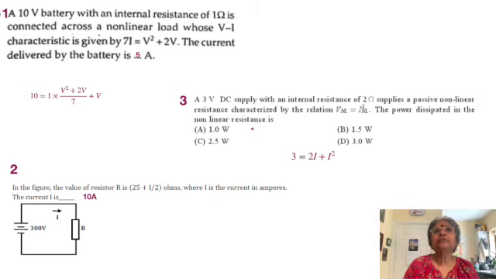It's easy to fit and see, but of course the relation is also that the applied voltage 3 is equal to 2I plus I², because the voltage across the nonlinear element is given by I².